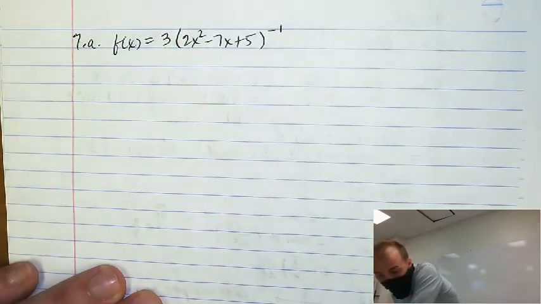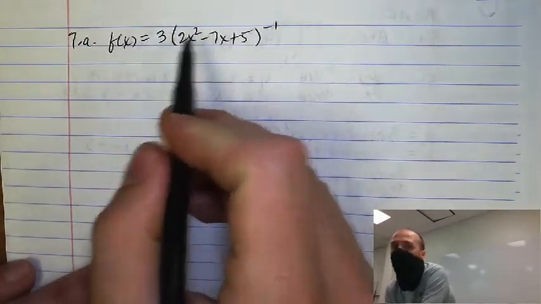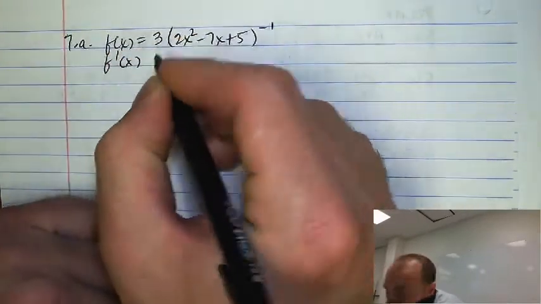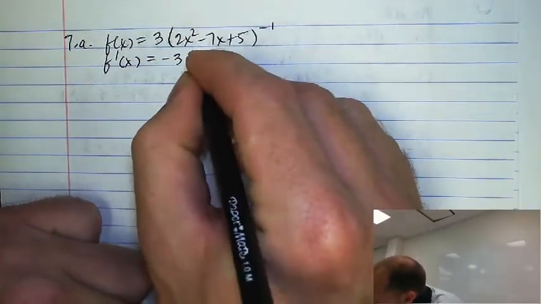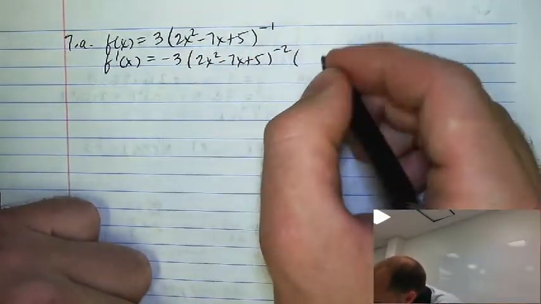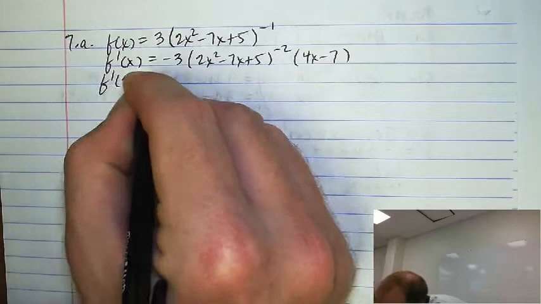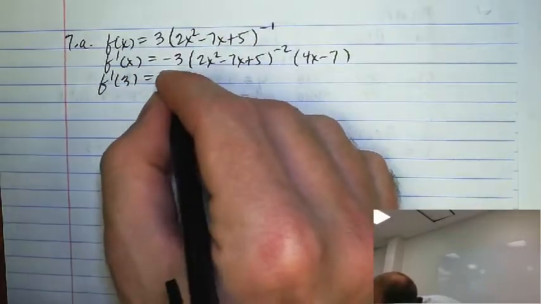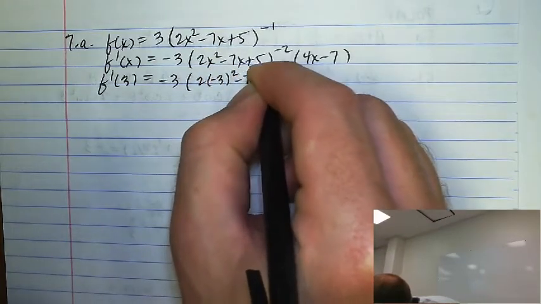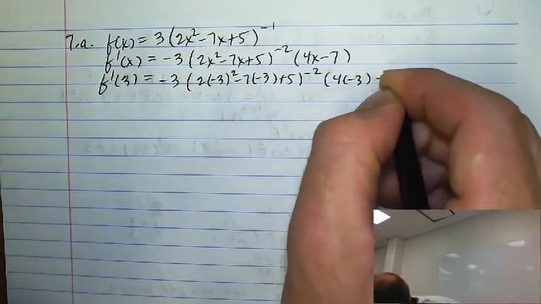All right, if they want the slope of the line tangent to the graph of f at x equals 3, I need to take the derivative and plug in 3. So instead of a fraction, I'm going to write it as just a power. And so f prime of x is going to be equal to negative 3 times 2x squared minus 7x plus 5 to the negative 2, times the derivative of the inside. That would be 4x minus 7. Then f prime of 3 is negative 3 times 2 times negative 3 squared minus 7 times negative 3 plus 5, all to the negative 2, times 4 times negative 3 minus 7.